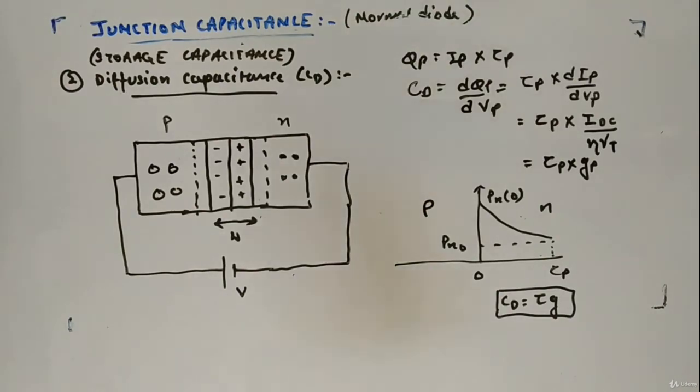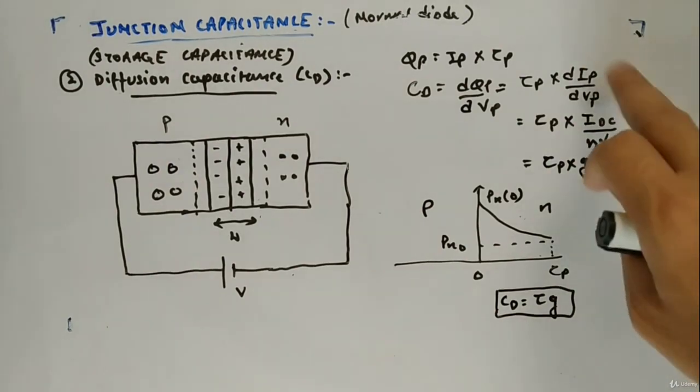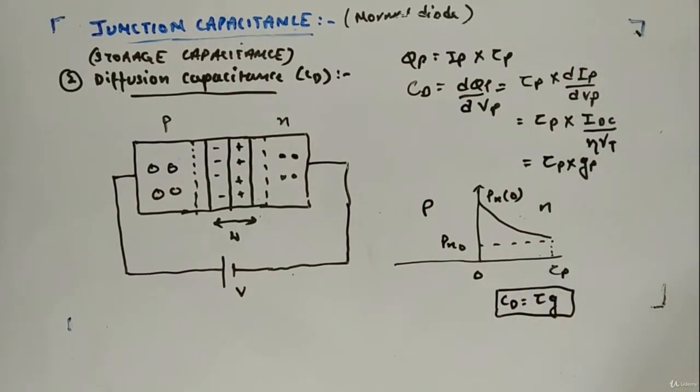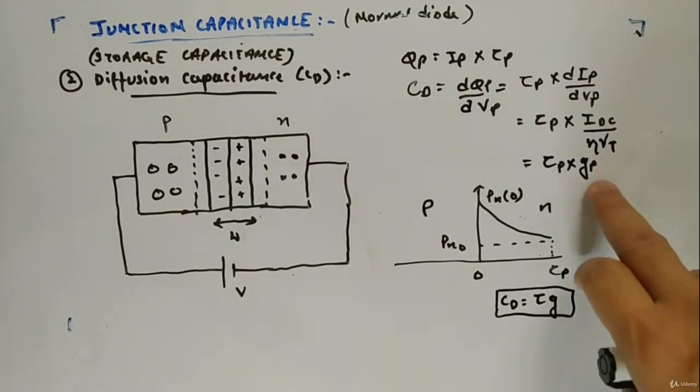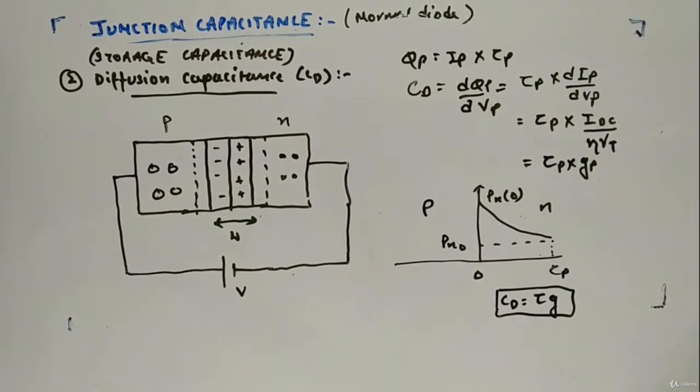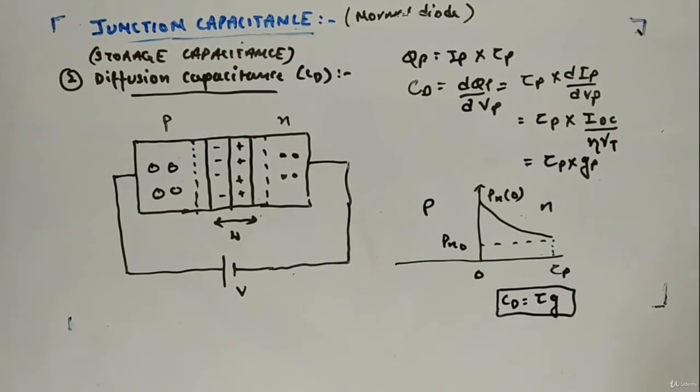So that is how the derivation goes, and I know it is a bit vague, but that is how the derivation is. This is similar to what we did in the diode equation when we were solving for the transconductance. So that is how you can relate it to Gp. And this is the expression for diffusion capacitance.